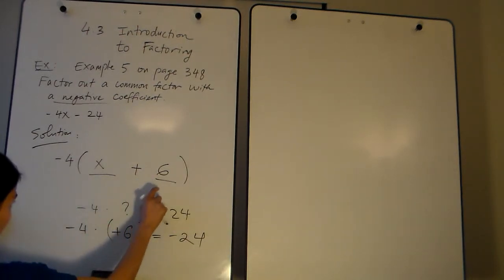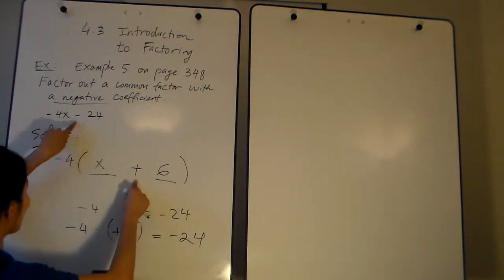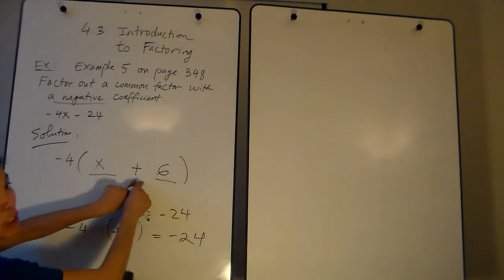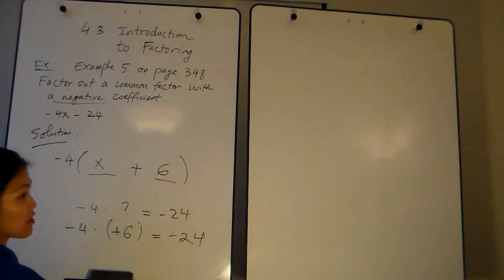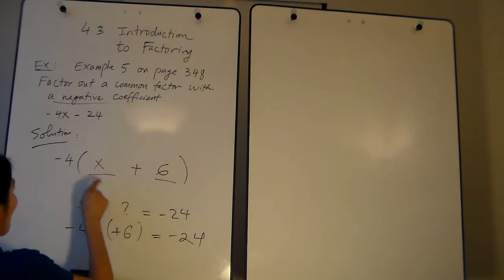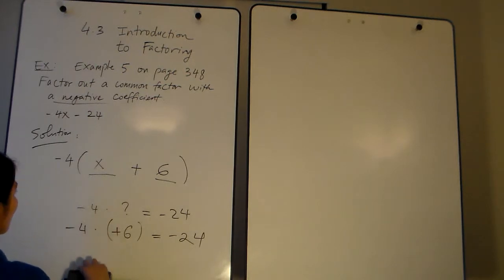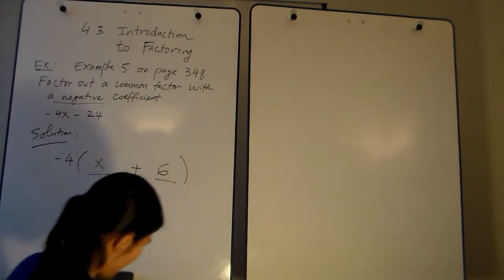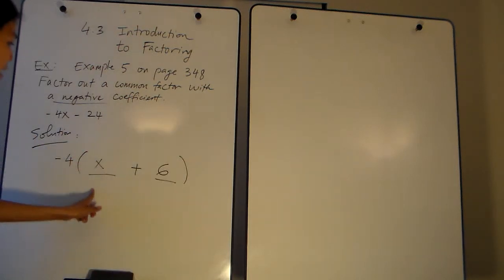So that means I need to put the value 6 right here, but it has to be a positive value, okay? So be careful. After you factor out a negative value, the sign between these two terms will be changed, because when you factor a negative value out, you change the sign. All right, so let's check. Negative 4 times x is negative 4x, right? Negative 4 times 6 is what? Negative 24. So this is the answer for factoring this polynomial, okay? The answer is negative 4 times parenthesis x plus 6.